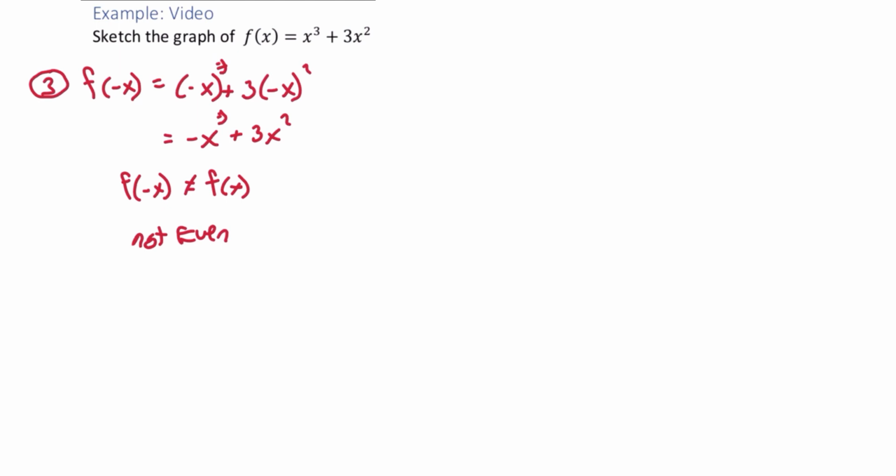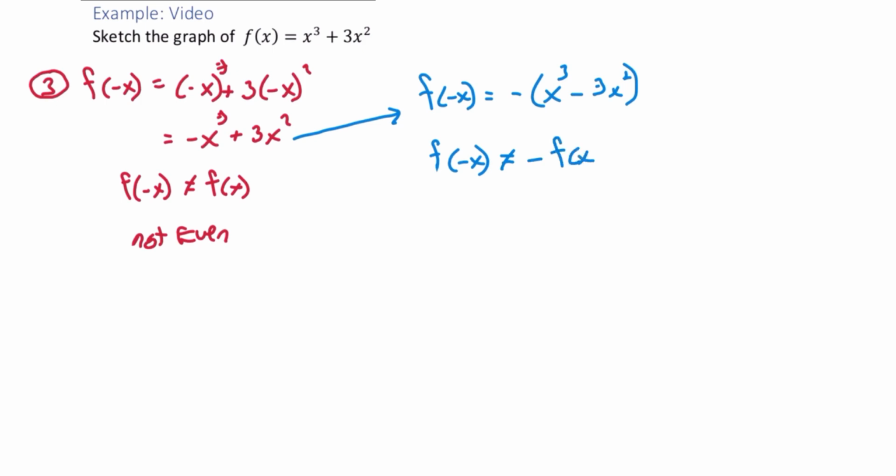To check to see if it is odd, we'll take this result and factor out a -1. So negative x cubed minus 3x squared. We factored out a -1, and now notice that f of -x is not negative f of x. This means it is not odd, which tells us that the graph is not symmetric about the origin, so it looks like we're not going to have any symmetry to help us graph.